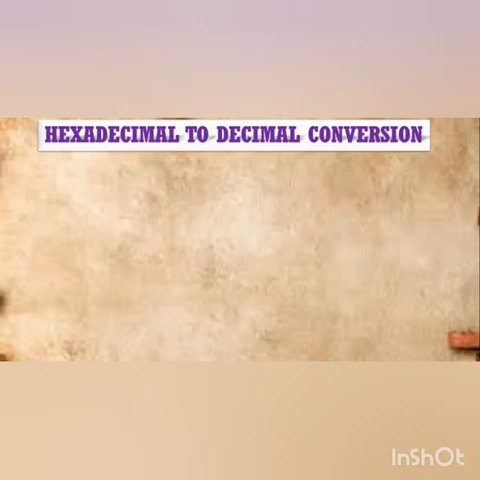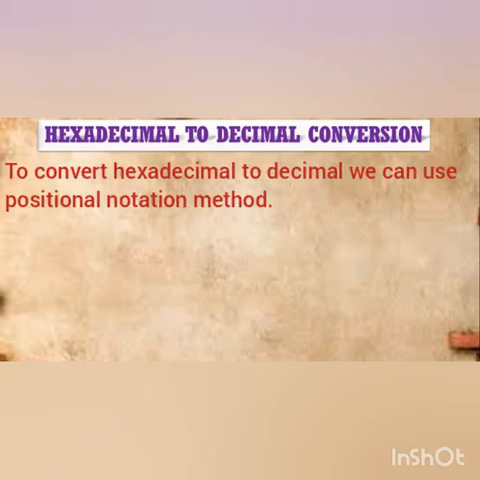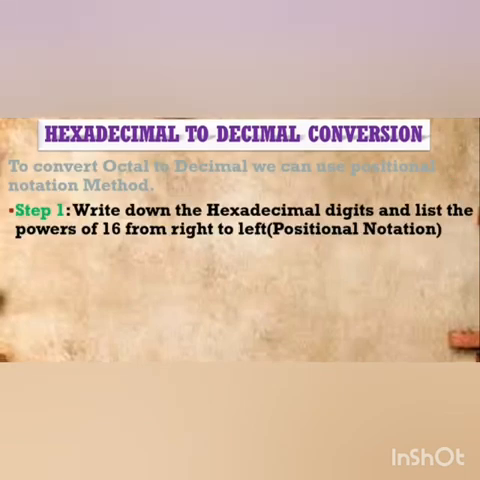It differs based on the corresponding base value. The binary base value is 2, so we have to use powers of 2. The octal base value is 8, so we have to use powers of 8. Here the hexadecimal base value is 16, so we have to use powers of 16. So to convert hexadecimal to decimal, we can use the positional notation method and follow 4 steps.